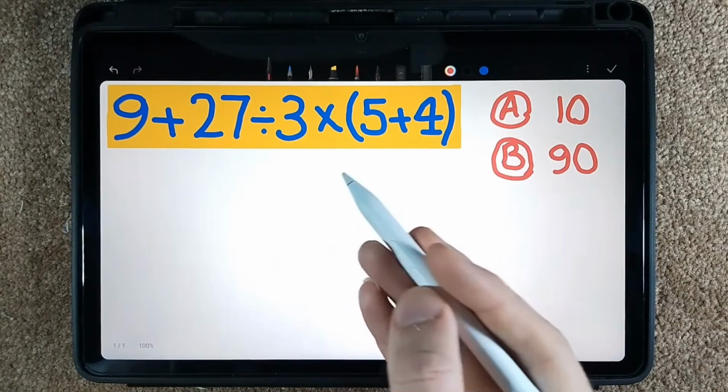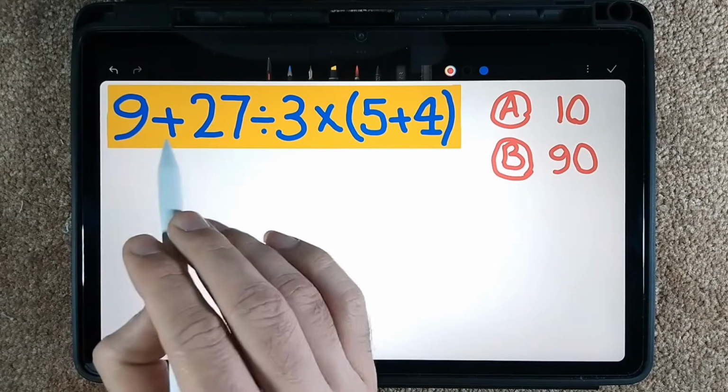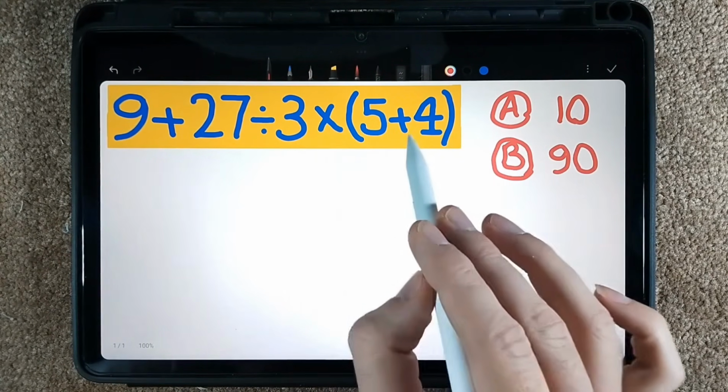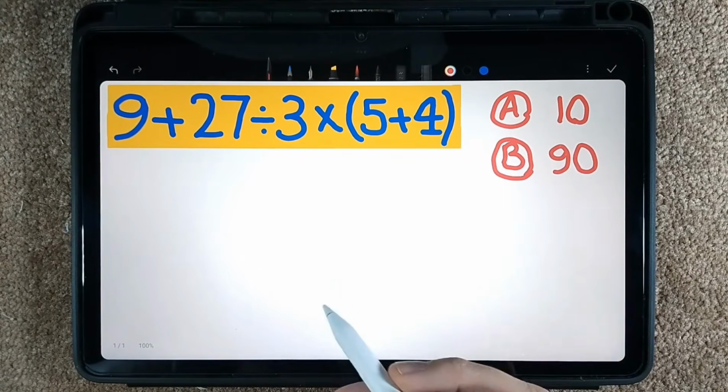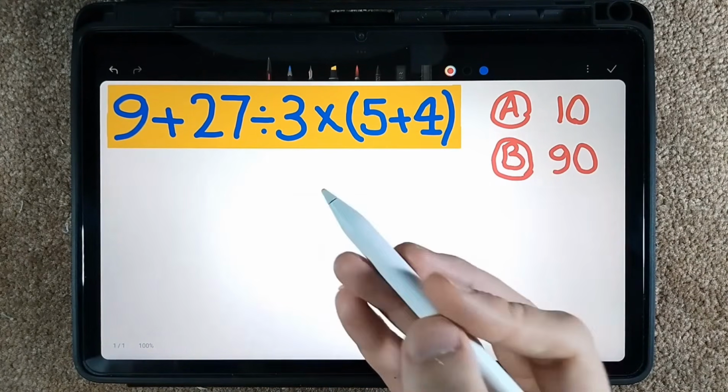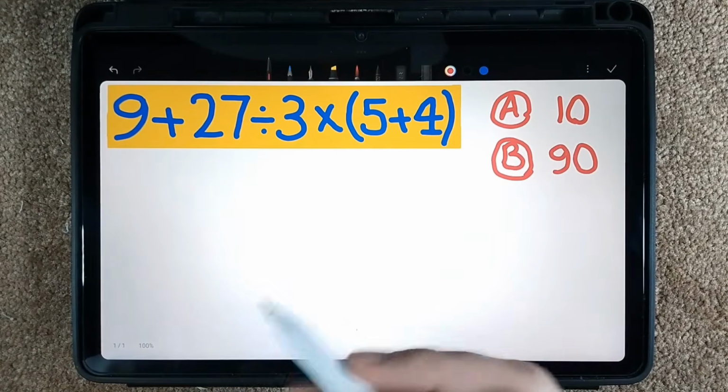In this video, we have an expression that says 9 plus 27 divided by 3 multiplied by 5 plus 4 inside the parentheses. Here we have two options, but which one is the correct answer to this question? Okay, let's check it out and solve it together.